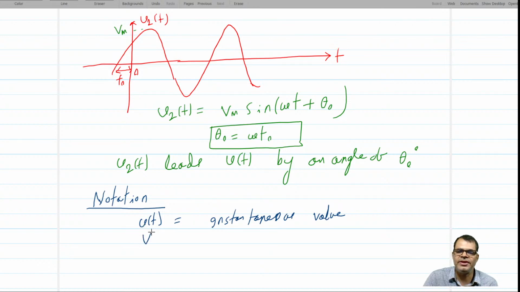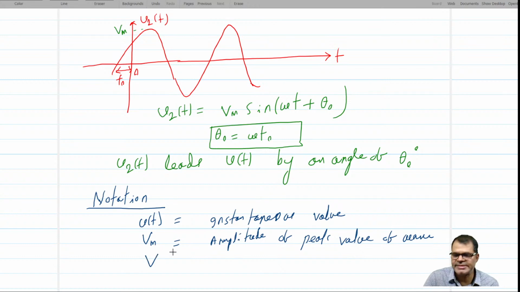Then Vm, it is the amplitude or peak value of the wave. Then VDC or V average, VDC or VAVE, V average, it's called the average value of the wave.